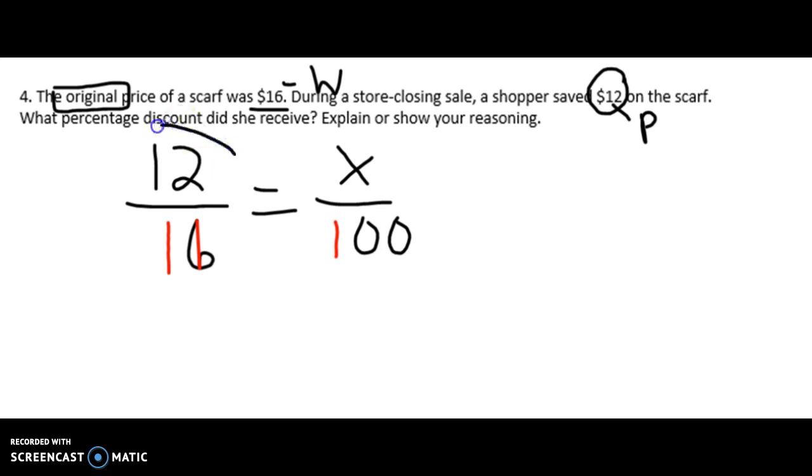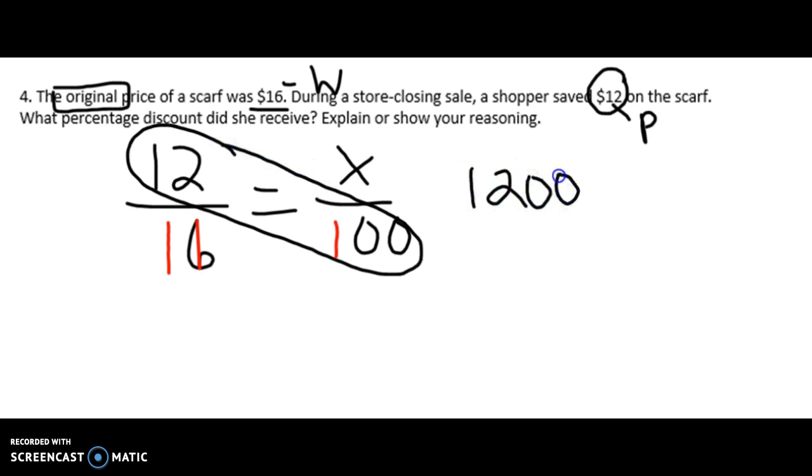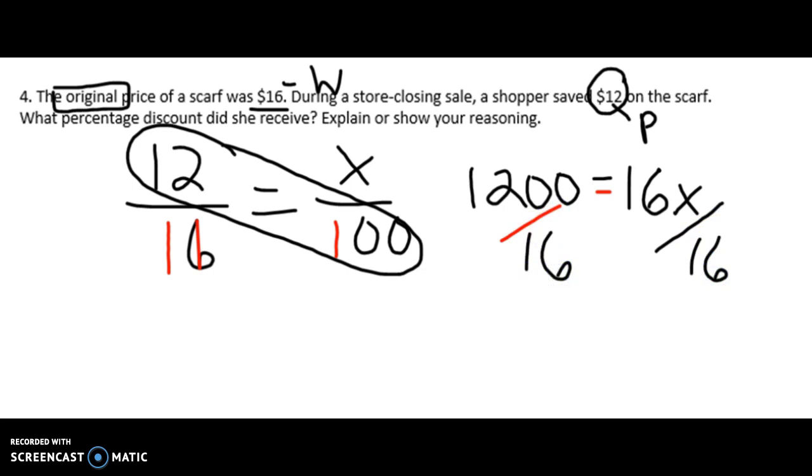Okay, let's review. 12 times 100 is going to give me 1,200, which equals 16x. To solve for x, do the opposite of multiplication, which is division. So I'm going to divide by 16 on both sides of my equal sign. So I take 1,200, divide it by 16, and I get 75%.